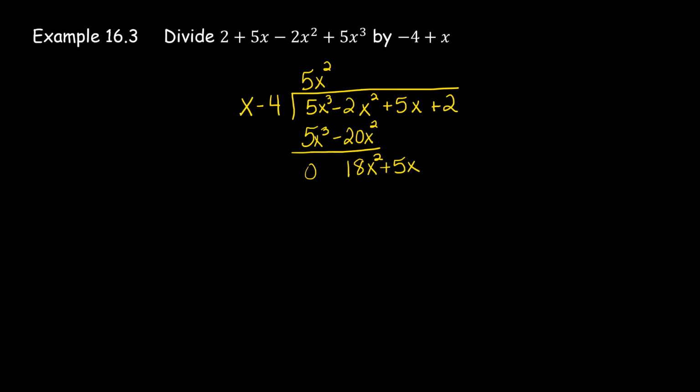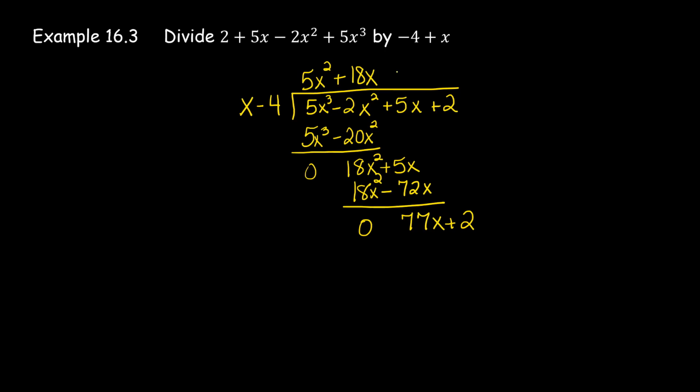Now we divide again. X goes into 18x squared, 18x times. Multiply, 18x times x is 18x squared. 18x times -4 is -72x. Subtract, 18x squared minus 18x squared is 0. 5x minus -72x is positive 77x. Bring down the 2. And divide again.